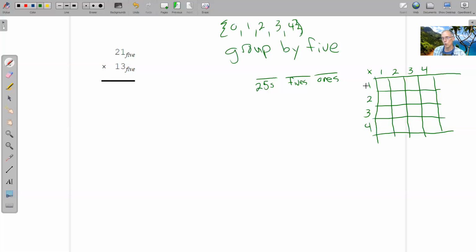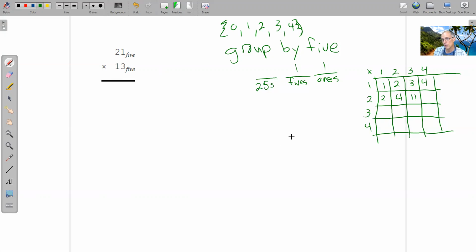All right, so 1 times 1 is one group of 1. 1 times 2 is a group of 2. 1 times 3 is a group of 3. And 1 times 4 is a group of 4. Not much excitement there. 2 groups of 1 is 2. 2 groups of 2 is 4. 2 groups of 3 is a 5 and a 1. Remember, in this number system, 6 things would be 1, 1.